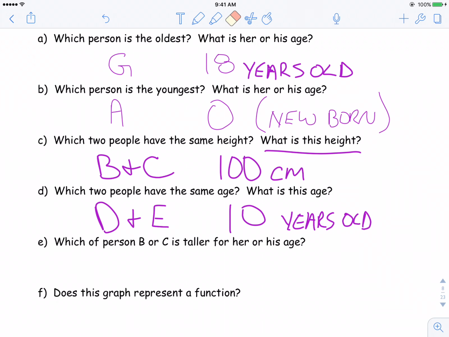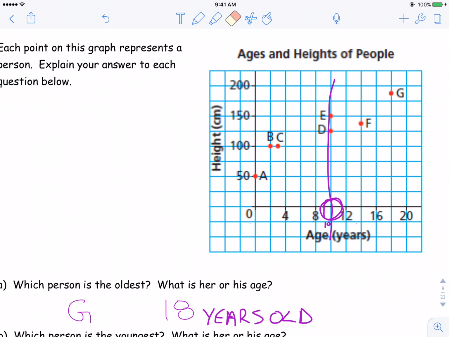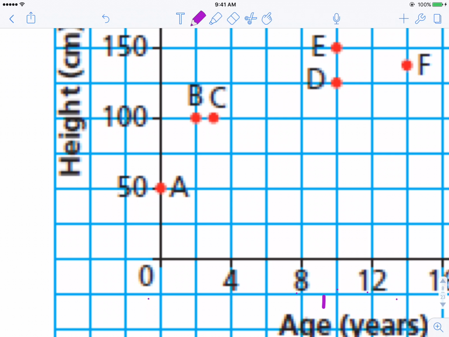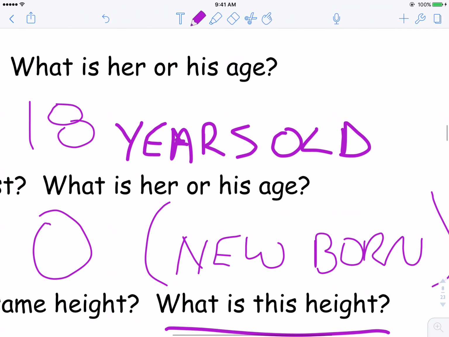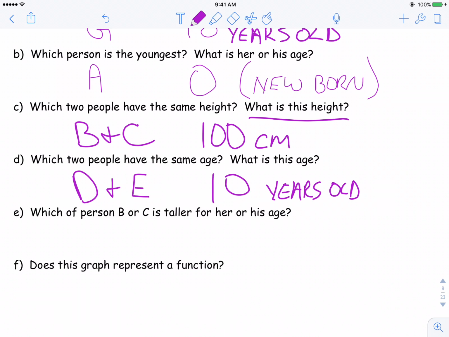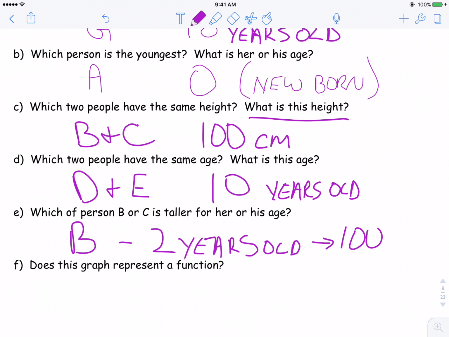Which person, B or C, is taller for his or her age? So for persons B or C, who is taller for their age? So B is 100 centimeters and 2 years old, and C is 100 centimeters and 3 years old. So taller for their age would be B. Person B, 2 years old, 100 centimeters.